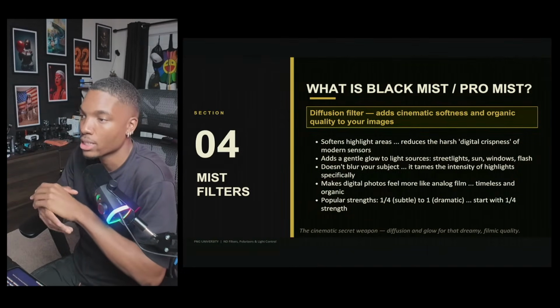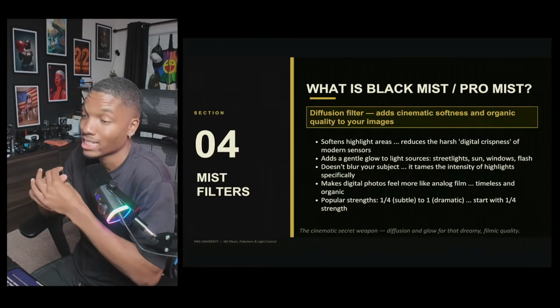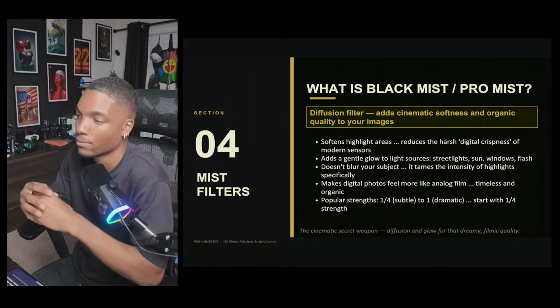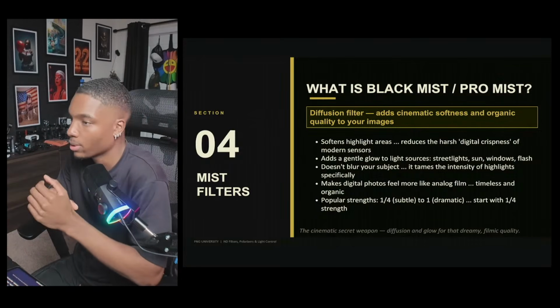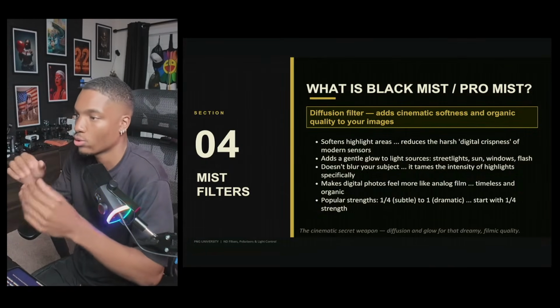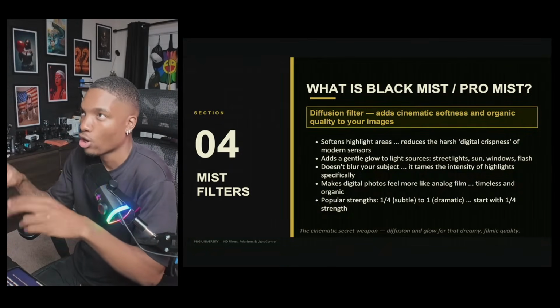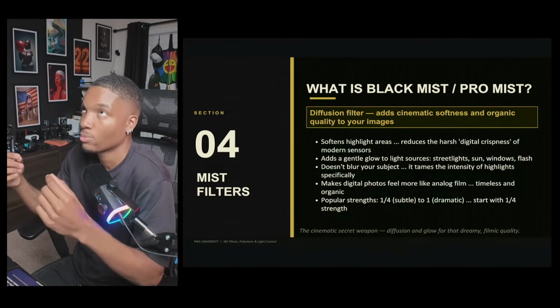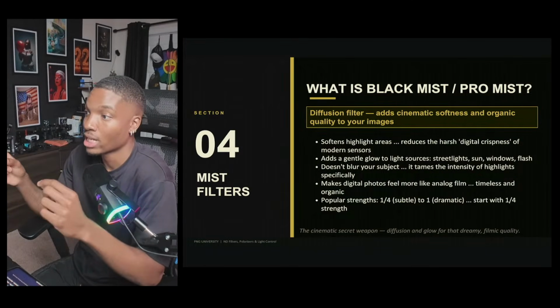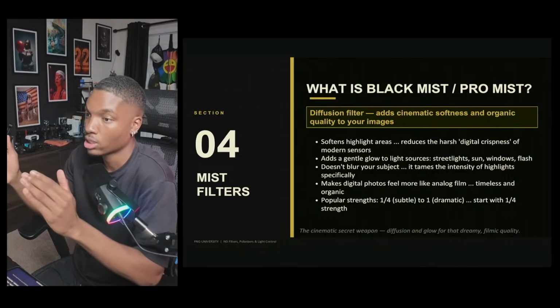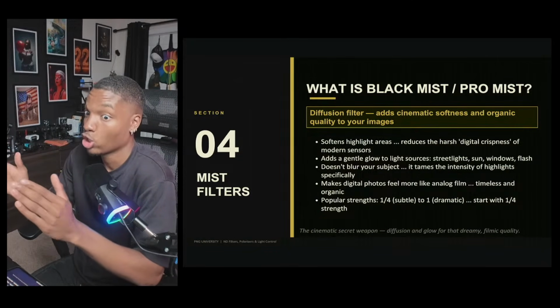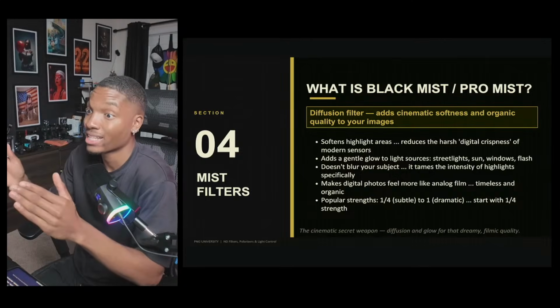You have Black Pro Mist. A Black Pro Mist filter I was talking to you guys about earlier is actually diffusion. It's a diffusion filter. It adds some cinematic softness, an organic quality to your image, and softens the light areas. It helps reduce any harsh digital crispness. I use the word digital crispness and put it in parentheses because that's not my words. This is what the industry says. So when they say digital crisp, you might not know what that means. Great, I don't either, but I'm about to tell y'all right now.